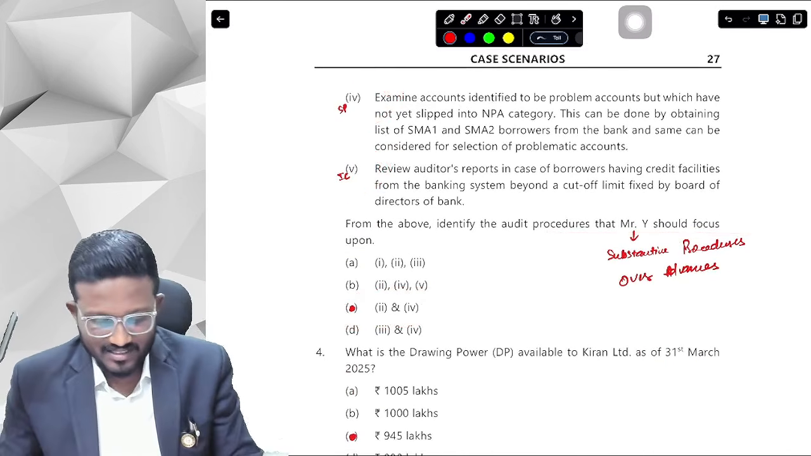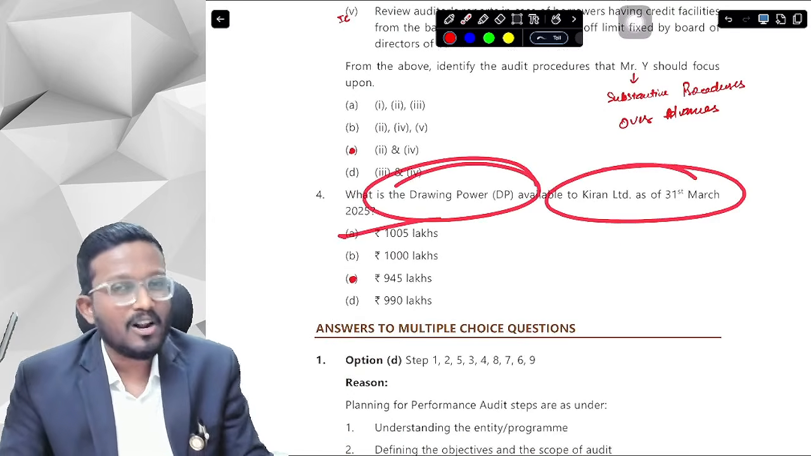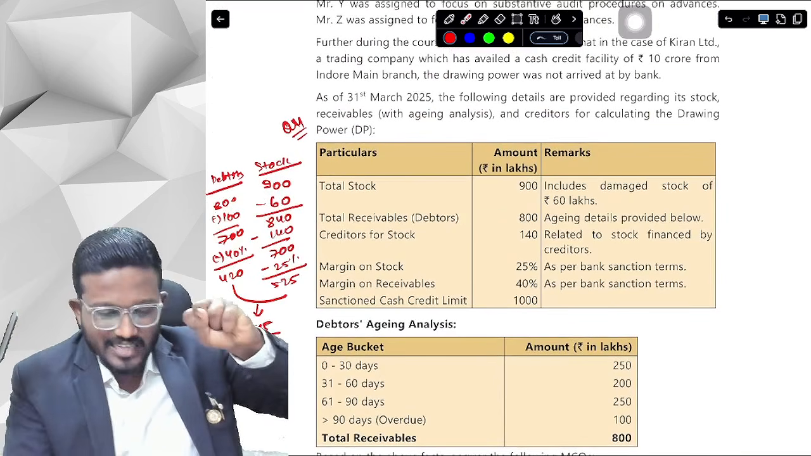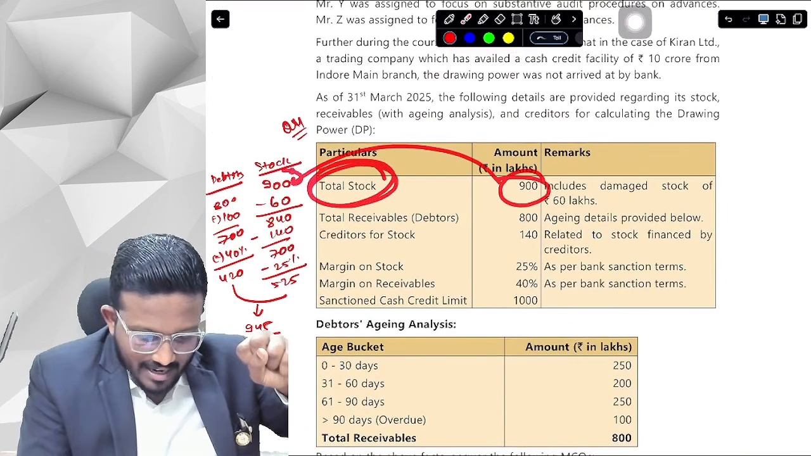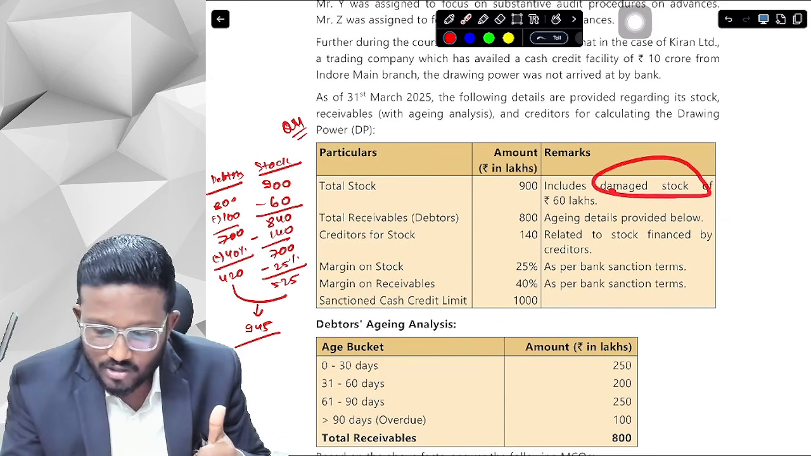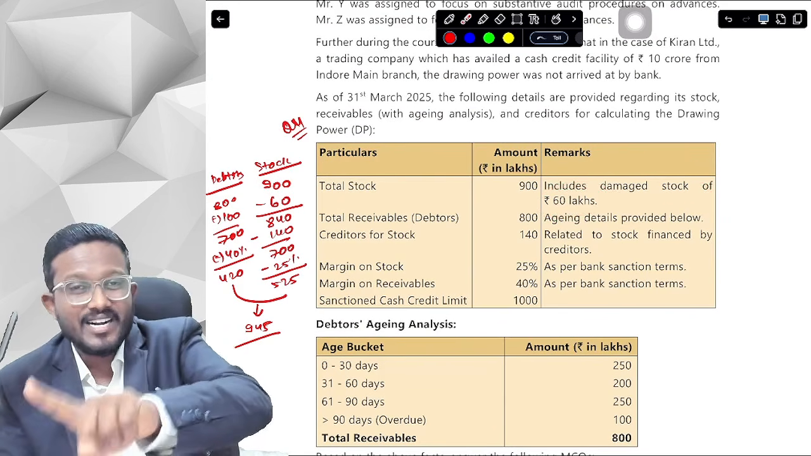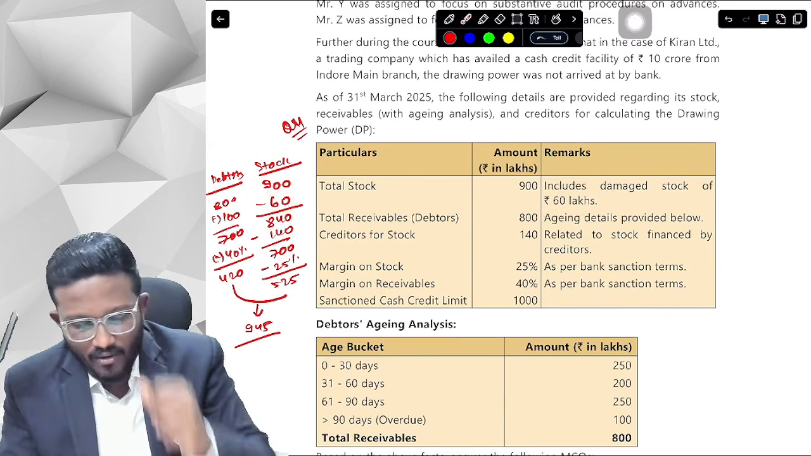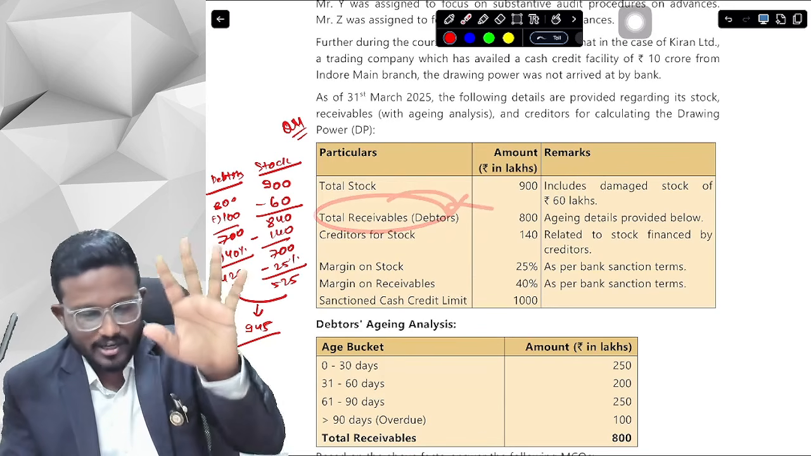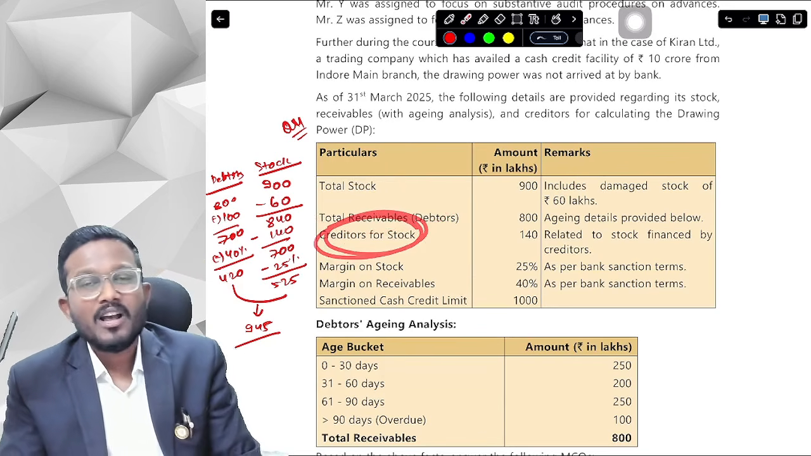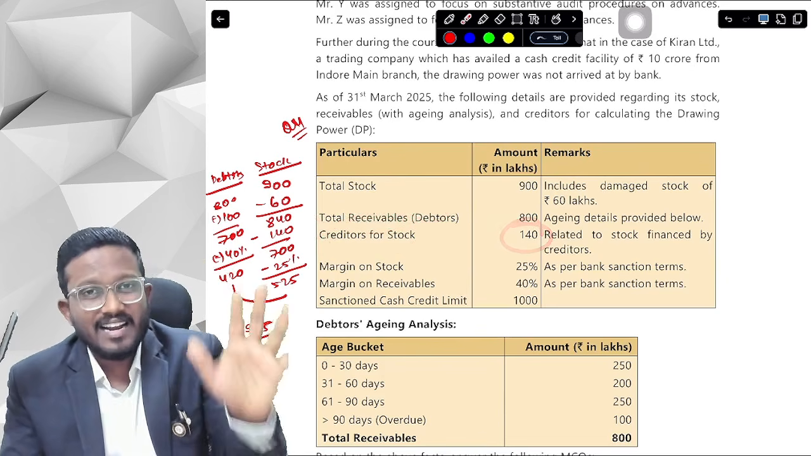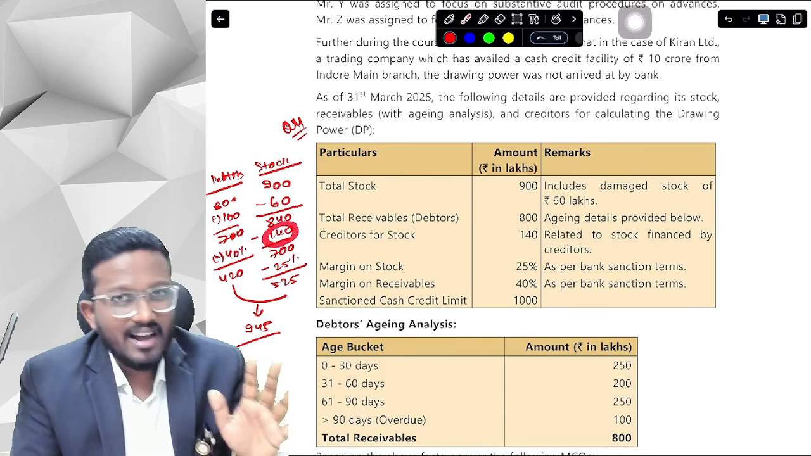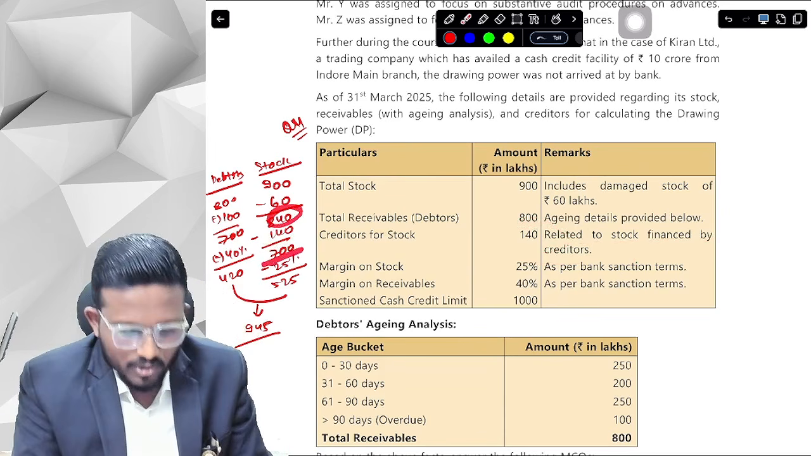Okay, yes sir. Next we have to calculate the drawing power of this particular bank. How do we calculate the drawing power? Look at the first side, that is total stock. Total stock is 900 lakhs. In the total stock there is a damaged stock of 60 lakhs included. Since it is included, we have to exclude it. So we exclude the 60 lakhs, which comes to 840 lakhs. Now here it says trade receivable. We will ignore this for now. Then there are creditors for stock, meaning we haven't paid anything yet for this stock, 140 lakhs. This is related to the stock only. So we deduct the 140 lakhs from 840 lakhs, which gives 700 lakhs.